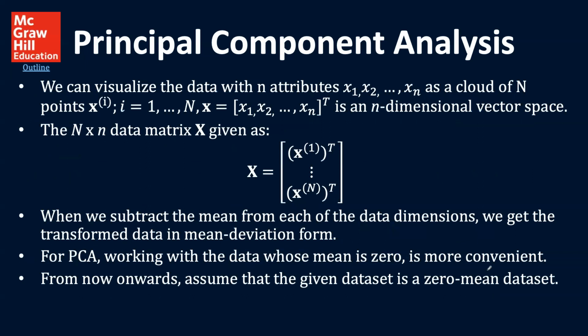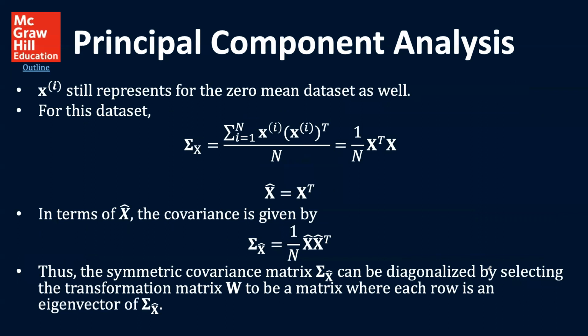We can visualize the data with n attributes x1 through xn as a cloud of endpoints in an n-dimensional vector space. The n by n matrix X is given as such, as we're listing here. When we subtract the mean from each of the data dimensions, we get the transformed data in mean deviation form. For principal component analysis, working with data whose mean is zero is more convenient. From now onward, assume that the given data set is a zero mean data set. Xi still represents the zero mean data set as well.